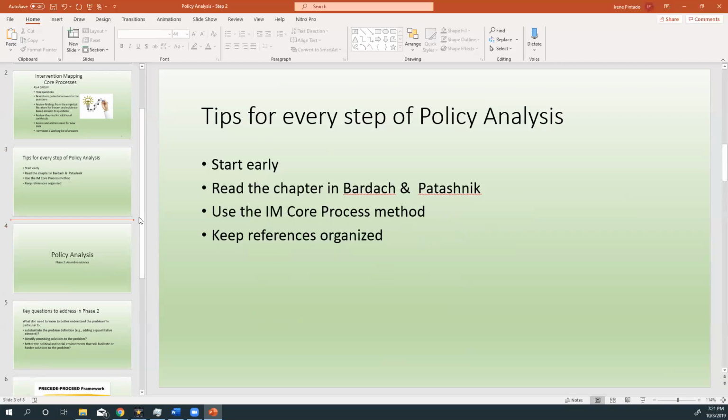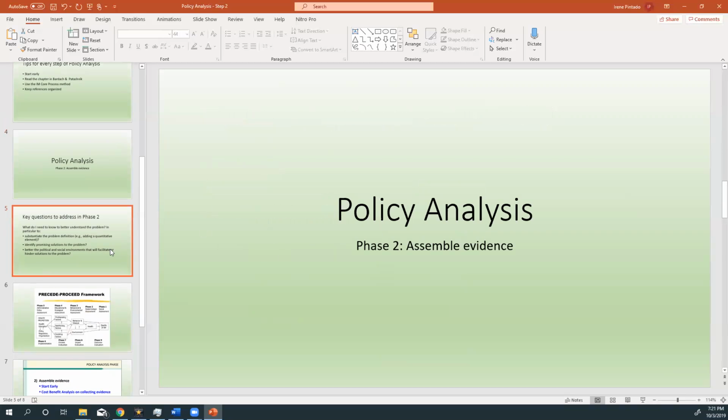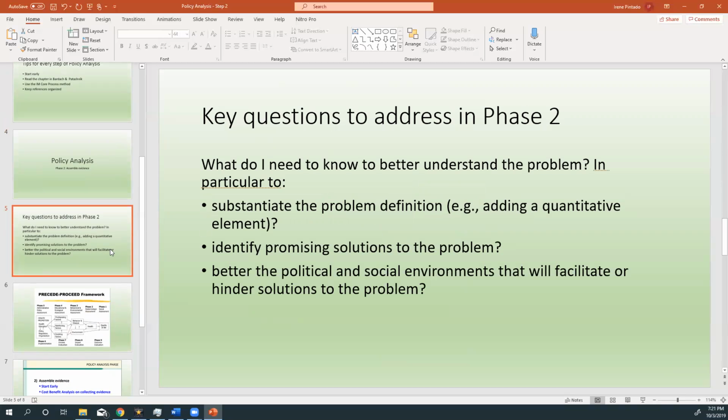So when we go to the policy analysis, assemble the evidence phase, we have key questions that we need to address in phase 2. There are 3 key questions that the group is going to be trying to answer. First is, how can we further quantitate the problem that we have defined in step 1? You have defined a problem in step 1. How can we strengthen that definition?